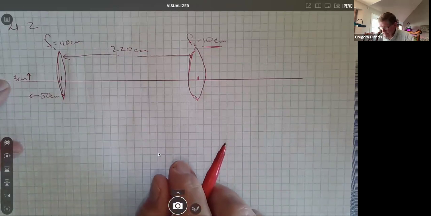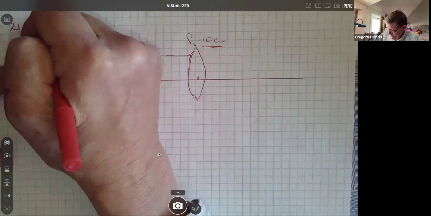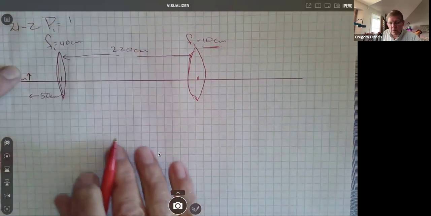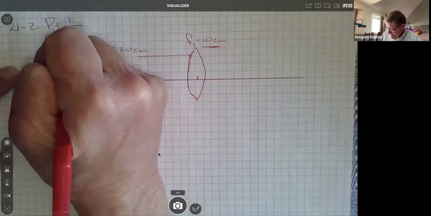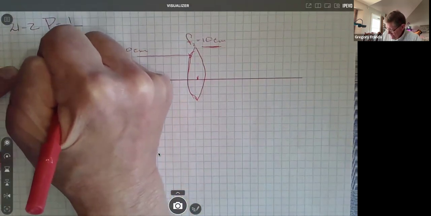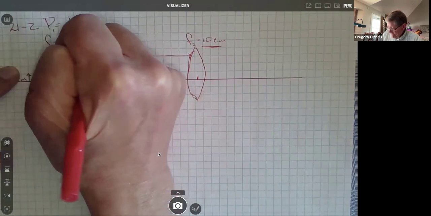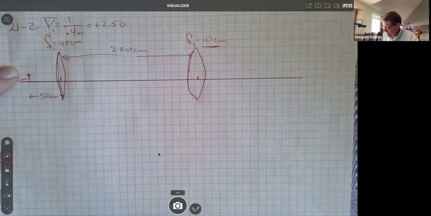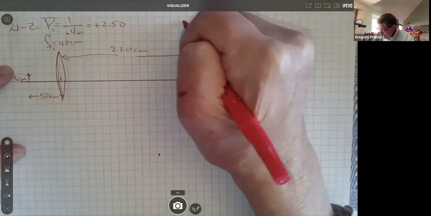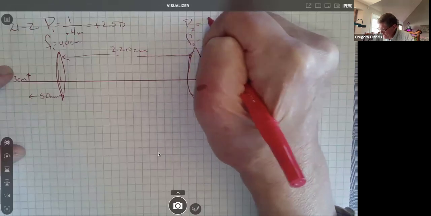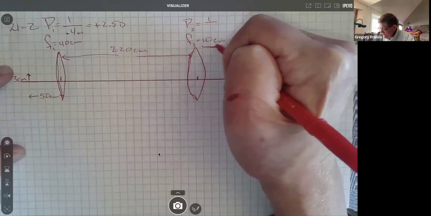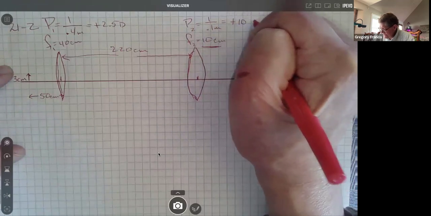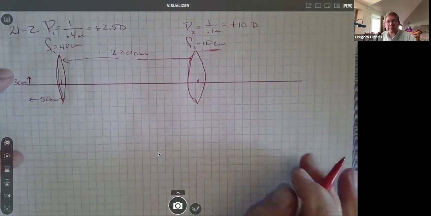Well, let's start by finding the power of these lenses. The power of this lens is going to be 1 over 40 centimeters or 0.4 meters. That's the focal length. And that's going to be a positive 2.5 diopters. The power of this lens is going to be a positive 1 over 10 centimeters or 0.1 meters. And that's going to be a positive 10 diopters. Okay.